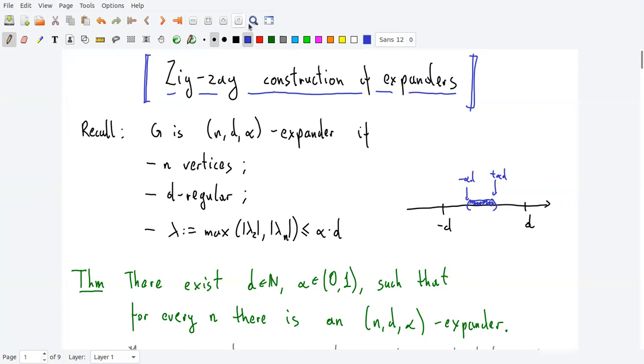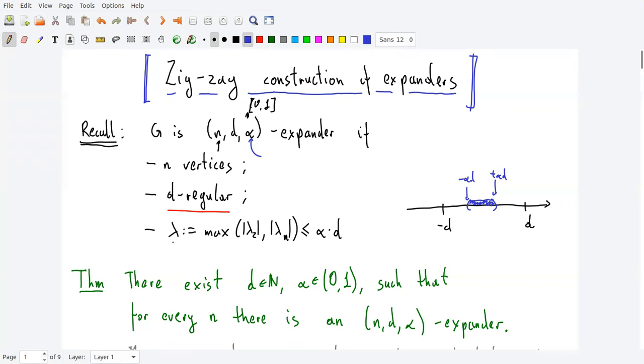So recall that what we are going to construct are so-called expander graphs, and a graph is an (n, d, alpha) expander, where alpha is a constant from, say, (0, 1), if the following holds. First of all, the first component denotes the number of vertices of my graph. So an (n, d, alpha) expander is a graph on n vertices, and it is d-regular. So the second component is the regularity. And the last component is the thing that we are mostly interested in. This denotes the spectral properties of the graph.